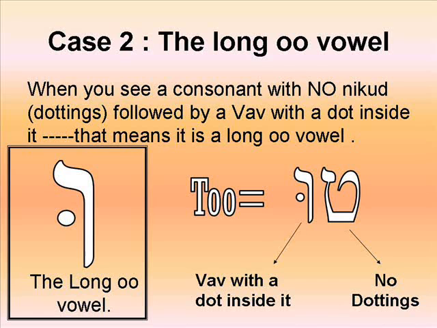When you see a consonant with no nikud, no dottings, followed by a Vav with a dot inside it, that means it is a long U vowel. For example, tu. You see the tet has no dottings, and the Vav that follows it is a special Vav. It's a Vav that has a dot right in the middle of it, and that equals the long U vowel. In transliteration, tu.